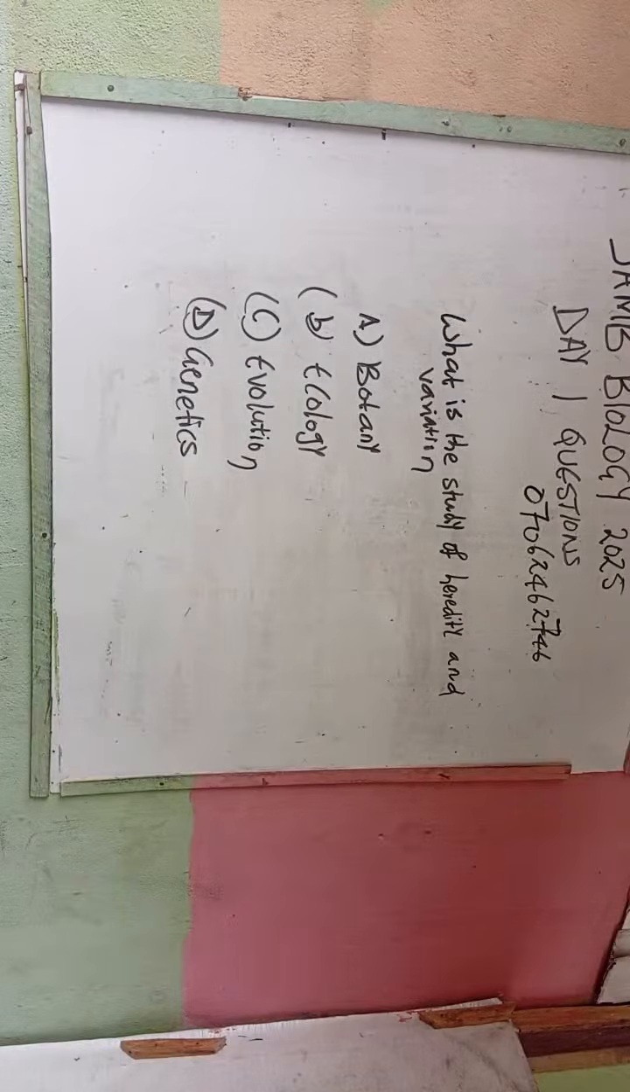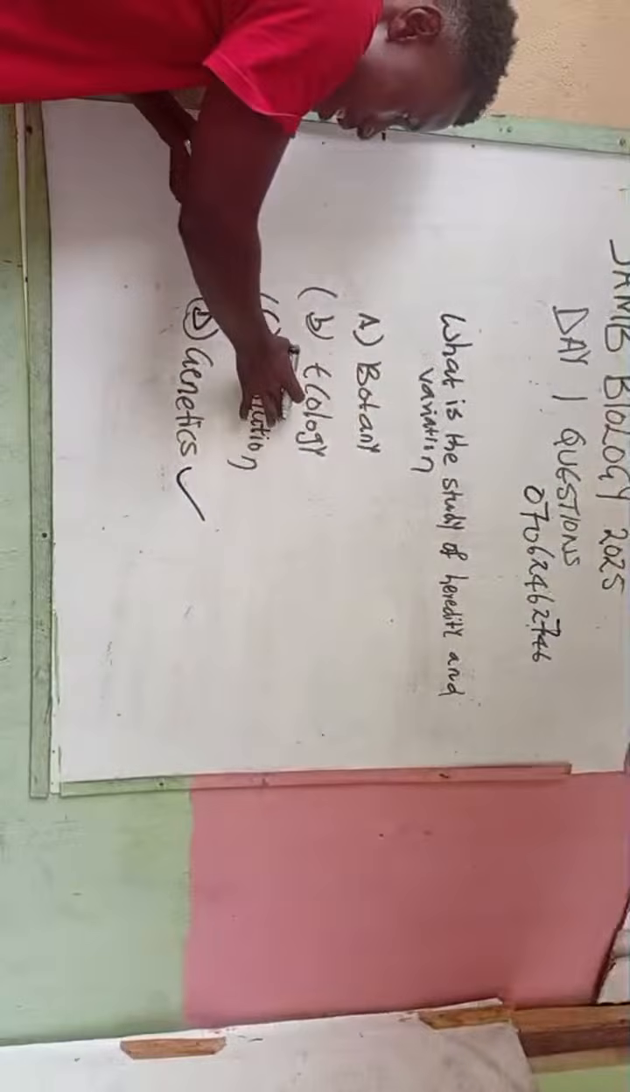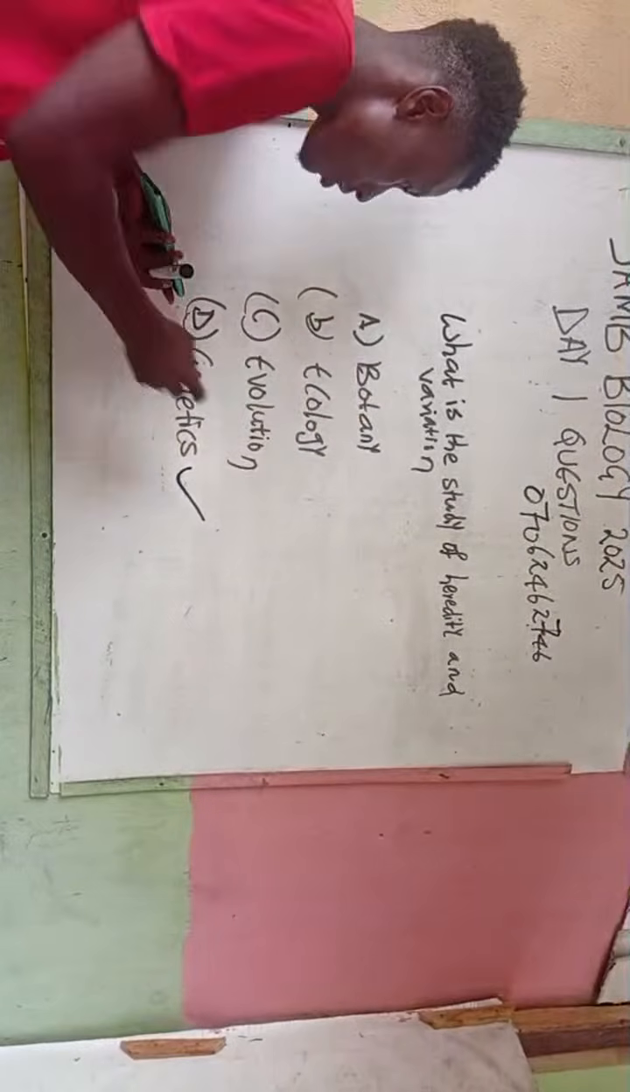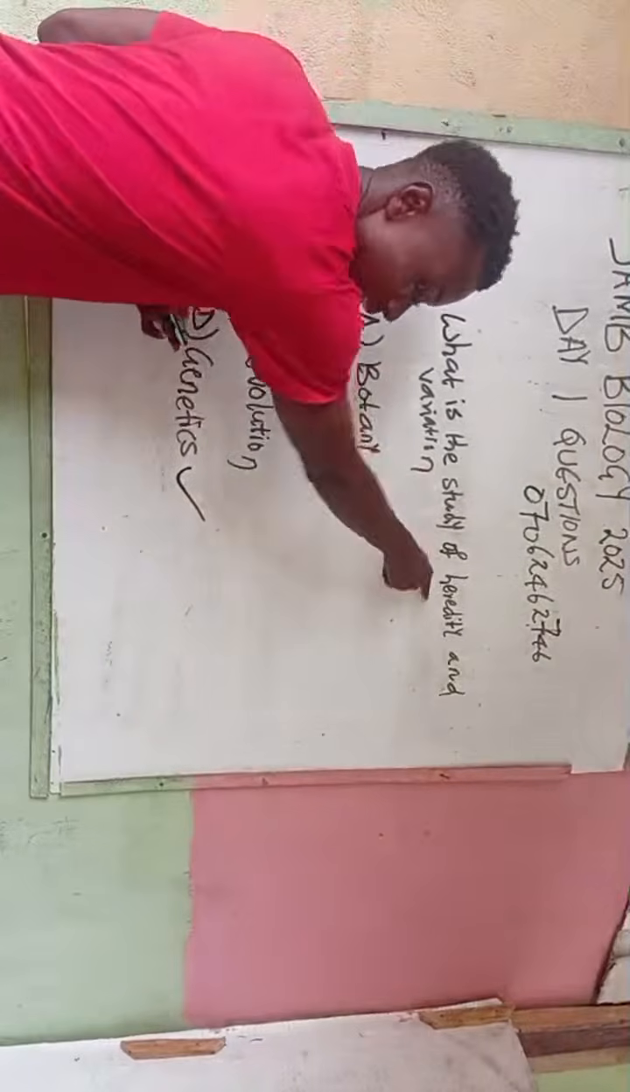Christian Eric, you are wrong. The study of heredity and variation is not ecology. So if you know the answer, you can drop it. Yes, Oshe Gospel, you are correct. Godwin Divine, you are also correct. So the study of heredity and variation is not botany, neither is it ecology, neither is it evolution. So therefore, it is the study of heredity and variation.